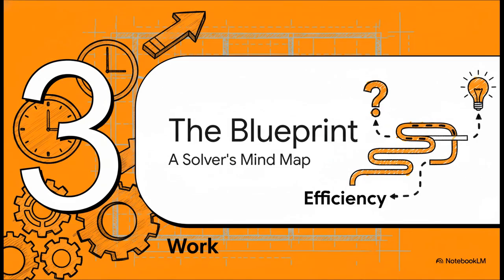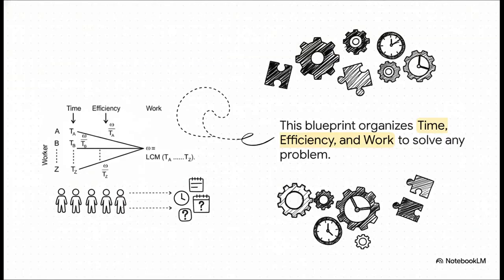Okay, so we've got our ingredients, time, work, and now our superpower, efficiency. So, how do we put it all together? Well, we're going to use this amazing visual tool, a kind of blueprint or a mind map that lays it all out and shows you the path to the right answer every time. And here it is. This is the blueprint. Look at how it's organized. On the left, you've got your people and the time they take. In the middle, that's where we'll crunch the numbers for their efficiency. And over on the right, we define the total amount of work. Trust me, this structure is the key. It keeps everything neat and tidy.